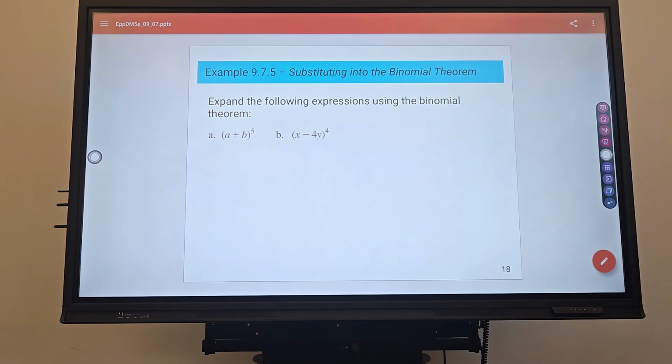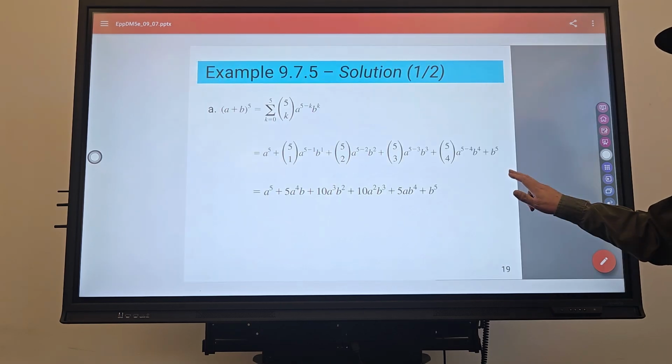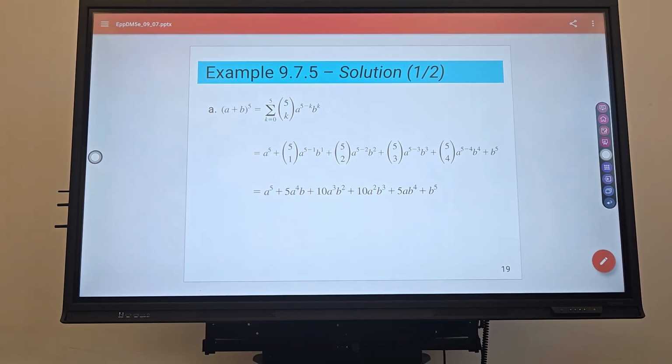Expand the following expressions using the binomial theorem. (a plus b) raised to the fifth. Go through all these calculations, and you get a to the fifth plus 5a to the fourth b plus 10a to the third b to the second plus 10a to the second b to the third plus 5a b to the fourth plus b to the fifth.